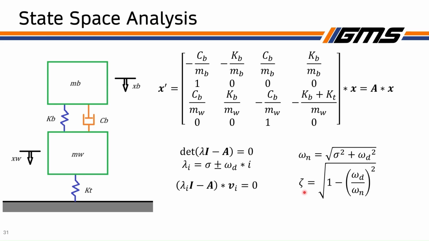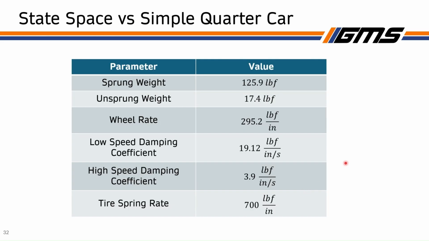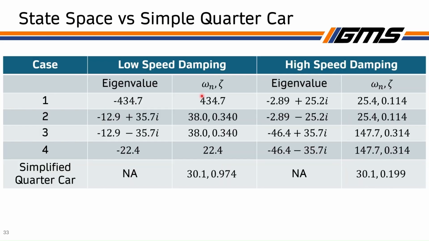Okay, so let's look at an example. The car that we're going to be analyzing is the same one from the example that I used for the natural frequency from way back when we were talking about the simplified quarter car model, and we'll do low speed damping and high speed damping. So I have gone in and calculated, and you can see down here at the bottom, our simplified quarter car model predicted a natural frequency of 30.1 and a damping ratio of 0.974. Our high-speed region simplified quarter car model predicted, again, 30.1 and 0.199 damping ratio.